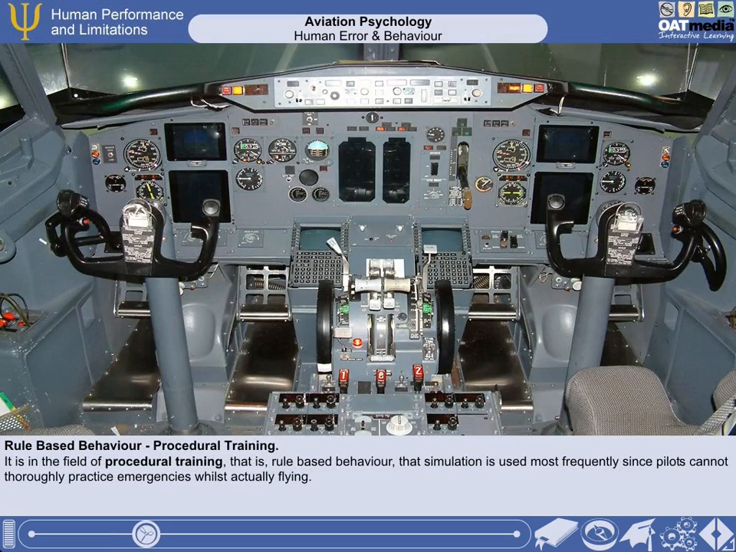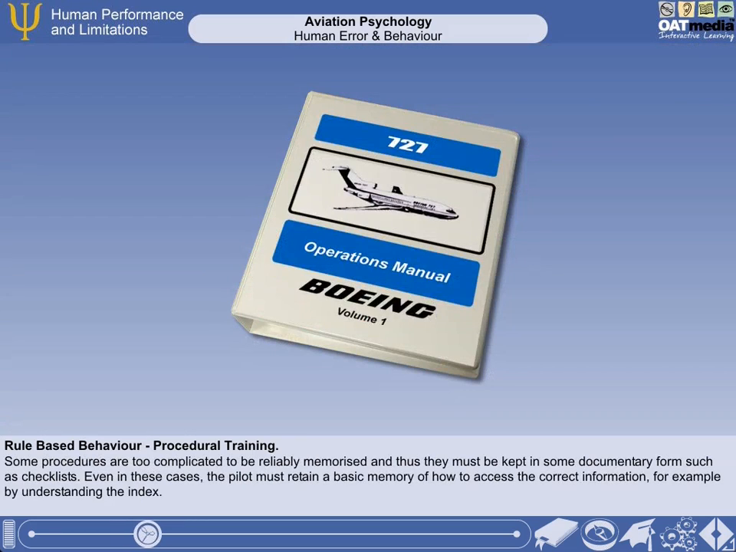It is in the field of procedural training, that is rule-based behaviour, that simulation is used most frequently, since pilots cannot thoroughly practice emergencies whilst actually flying. Some procedures are too complicated to be reliably memorised, and thus they must be kept in some documentary form, such as checklists. Even in these cases, the pilot must retain a basic memory of how to access the correct information, for example by understanding the index.